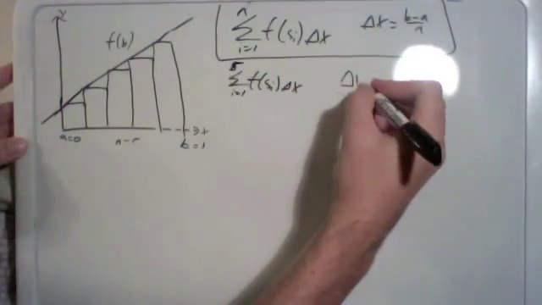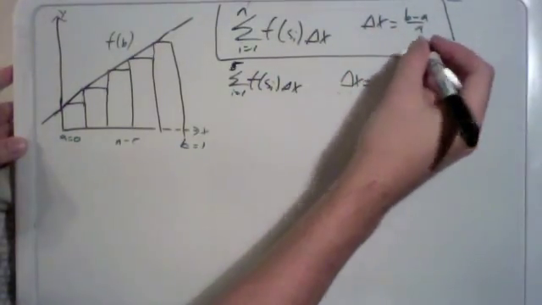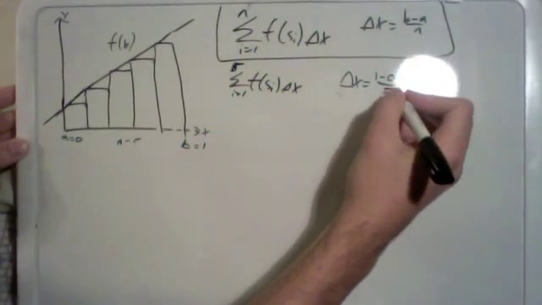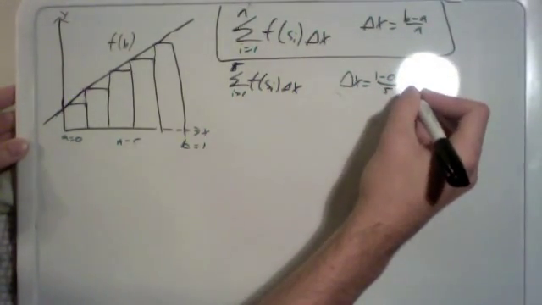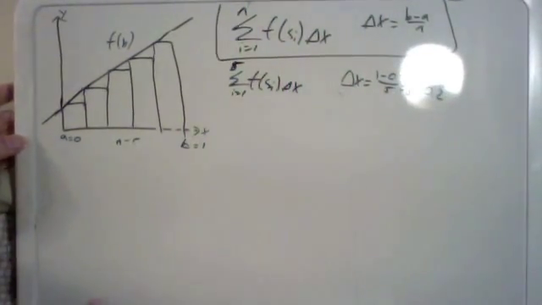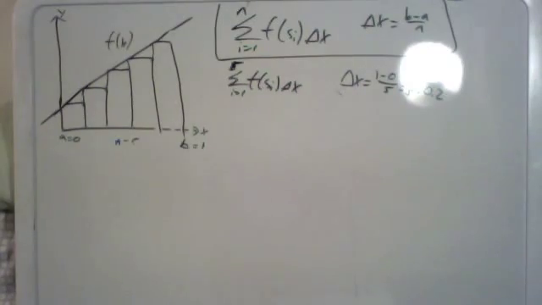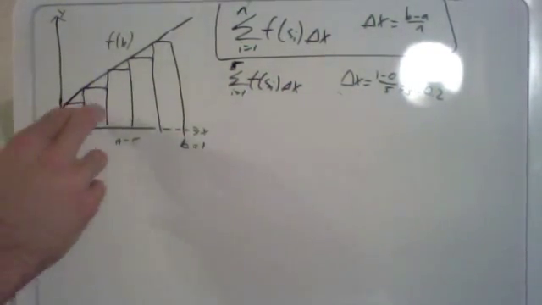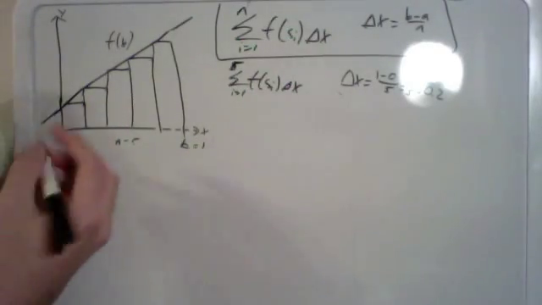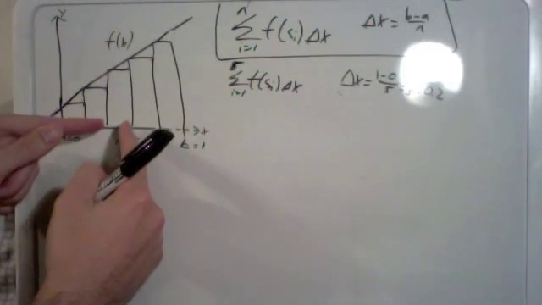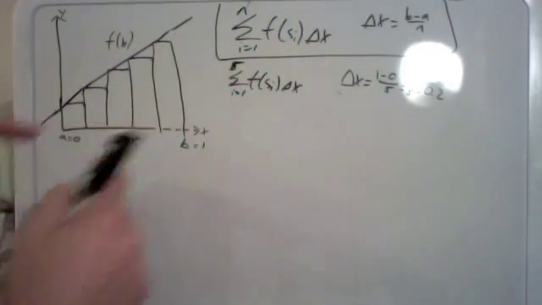So delta x is equal to (b minus a) over n. Our b is 1, our a is 0, and our n is 5. So what we're going to get is 1/5, or 0.2. Now what delta x tells us is how wide these rectangles are. So we know from here to here is 0.2, from here to here is 0.2, here to here is 0.2, here to here is 0.2, and here to here is 0.2.